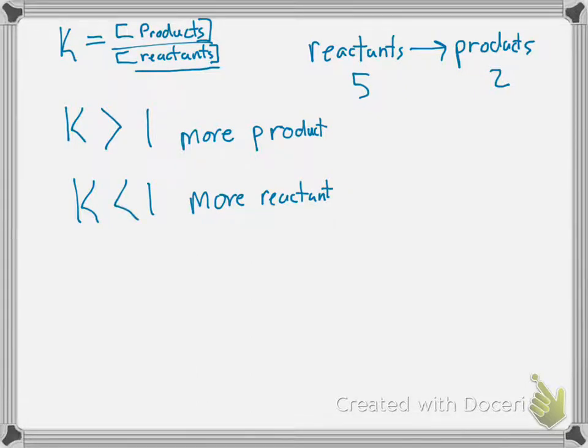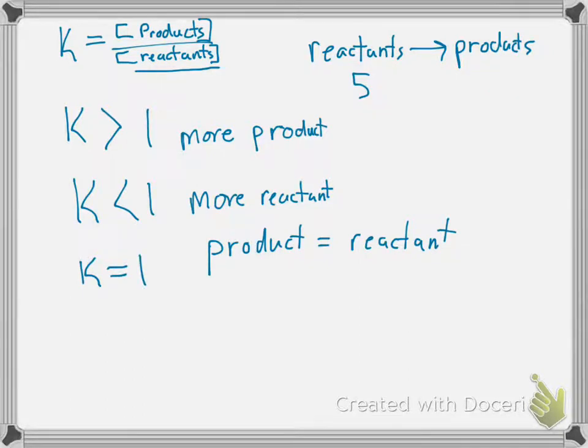Now, what if the products equal the amount of reactants? Well, if the products equal the reactants, that means K will be equal to 1. Because, for example, let's say we had 5 reactants and we had 5 products, that would give us 5 over 5, which is 1.